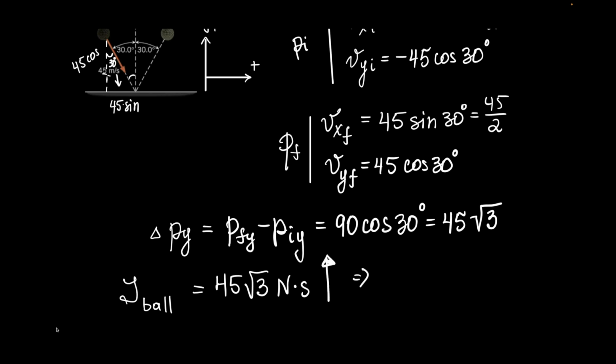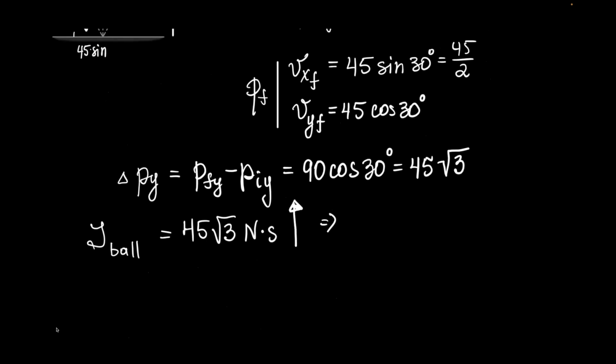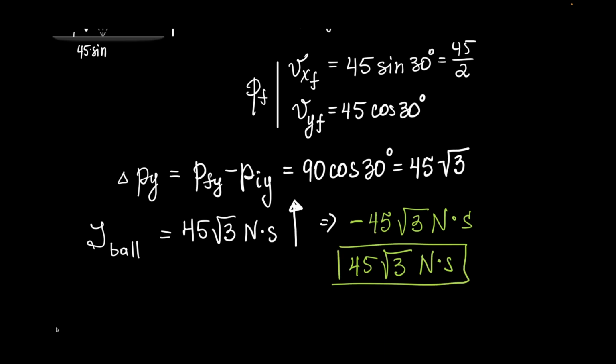The answer to the question that was presented to us by this problem was negative 45 root 3 newton-seconds, or you can say it is 45 roots of 3 newton-seconds. They asked for magnitude. Remember, here is your magnitude. And then since they asked for direction, I'm just going to say downward. There is your answer.